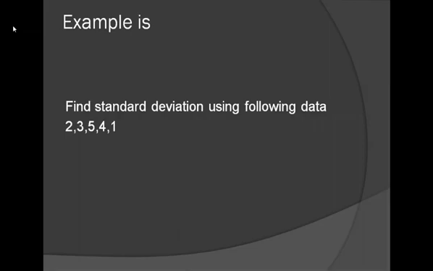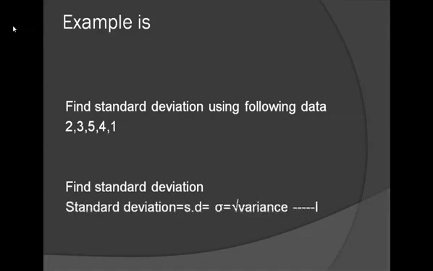So the solution starts with the line: find standard deviation. Standard deviation is denoted using the notation S.D. and sigma. And on the next line, we write the formula to find standard deviation. Standard deviation, S.D. sigma, is equal to root of variance. But the value of variance is not given in the above example, and therefore this is our statement number 1, because variance is an unknown number.